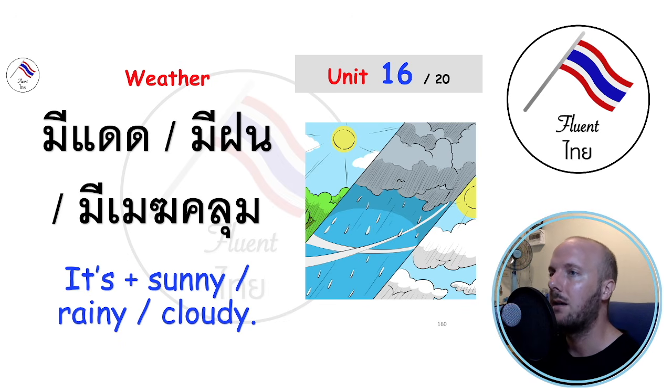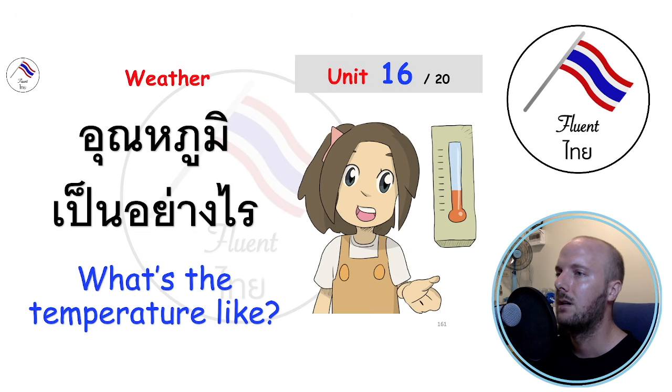It's sunny, rainy and cloudy. Let me just read these together. มีแดด มีฝน มีเมฆคลุม. What's the temperature like? อุณหภูมิเป็นอย่างไร.